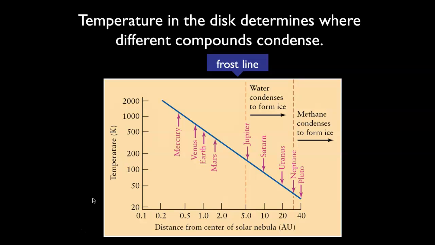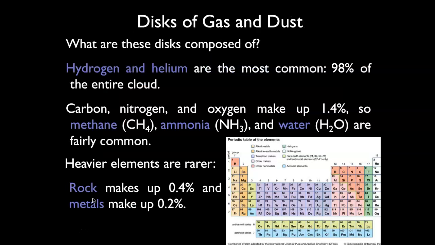Also, it's no wonder that the terrestrial planets are small, because look at the percentages here, right? The gas makes up 99.4% of the disk. The rock and the metal, the dust, only makes up 0.6% of the disk. So of course you can only form small planets out of rock and metal. There's not that much rock and metal to make planets out of.